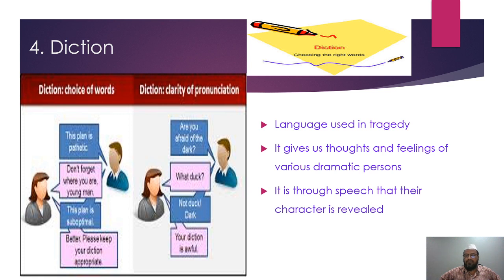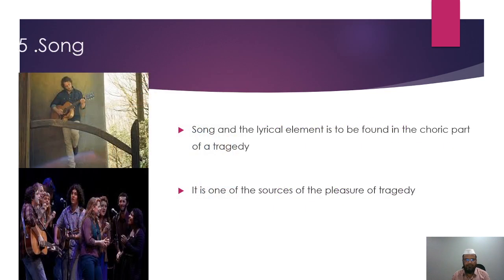It is through speech that their character is revealed. So dialogues created by the playwright and the dialogues presented by the characters on the stage help the audience to understand their feelings and emotions. So this is how the fourth constituent part of tragedy is diction. Then let us come down to the fifth constituent part, that is song or lyrical quality. Song and lyrical element is to be found in the choric part of a tragedy. It is one of the sources of pleasure of tragedy.